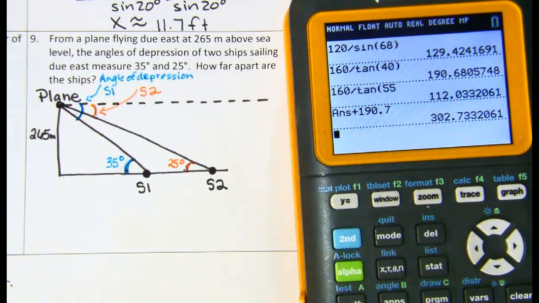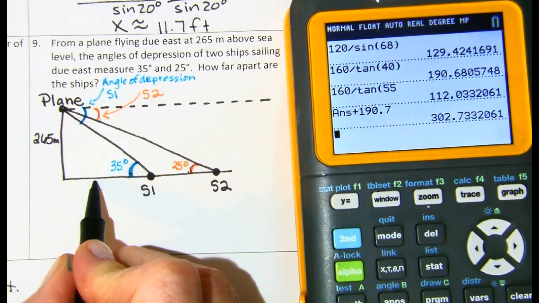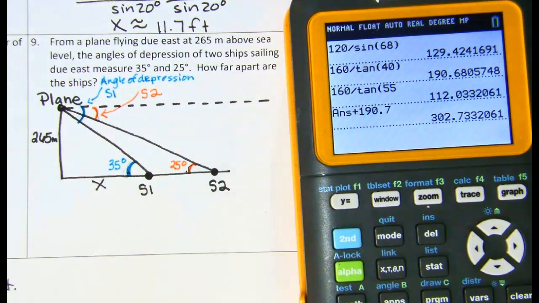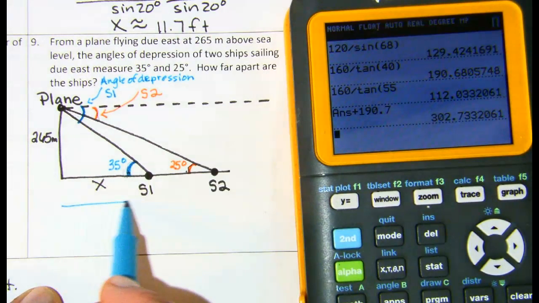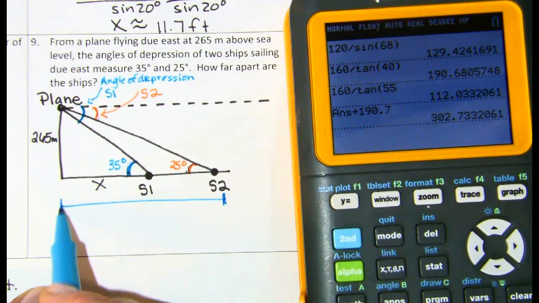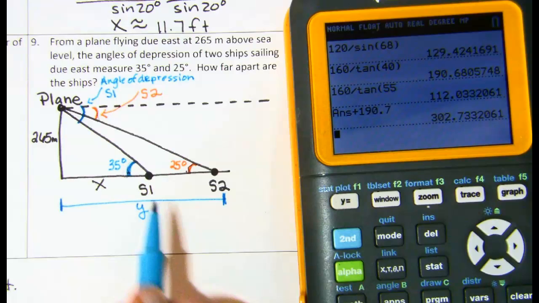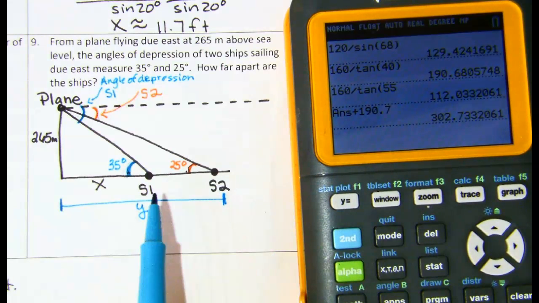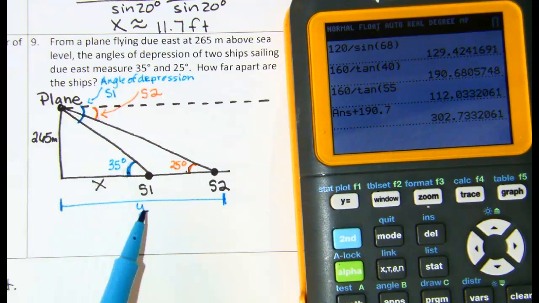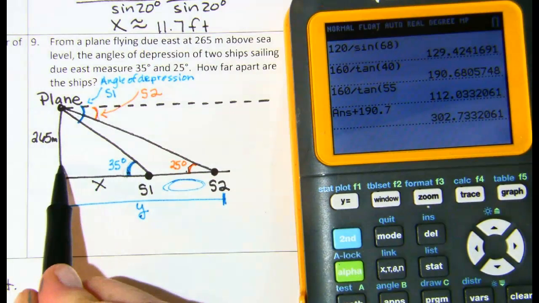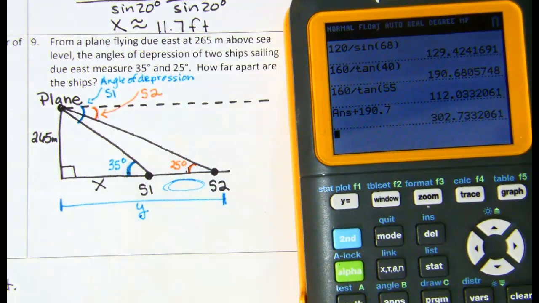This one is a little bit trickier because I have two nested triangles. I need you to look at this. I can find this part, which I'll call X. But the distance of ship 2 would be that entire part, which I can call Y. The only way I'm going to figure out how far apart they are is if I find this x and this y, and then subtract to find out how far apart they are. Where is the right angle? The right angle is right here, but we actually do have two triangles.